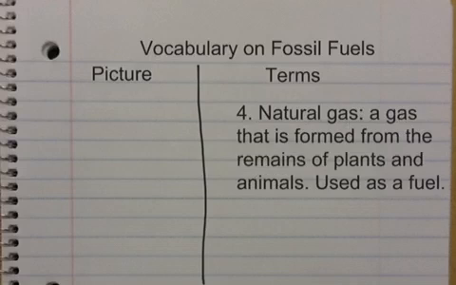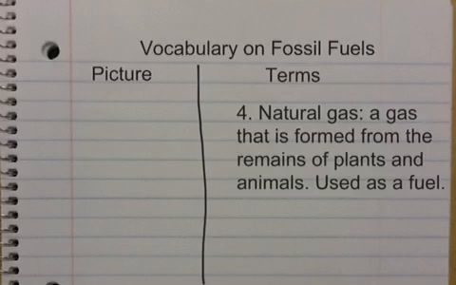Last one. The last term is natural gas. Natural gas is a gas that is formed from the remains of plants and animals. That's why it's also a fossil fuel. Natural gas usually forms with petroleum pockets that can usually be found next to each other, and we use it for cooking and for other uses.